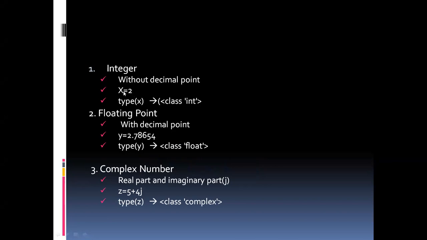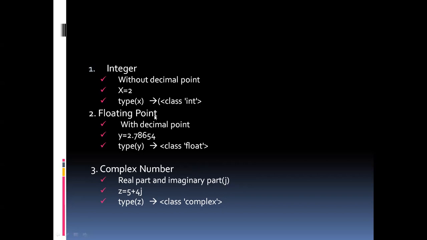Now how will you find out the type of this variable x? By using a function type, within the braces we are going to write the variable that we had used. So the output that we are going to get is class int. So x is an integer variable.